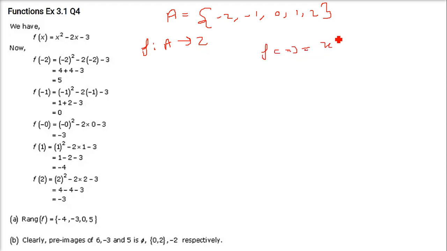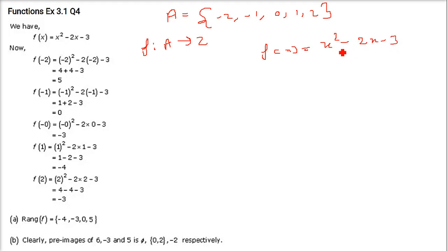Now in this question, A is given as {-2, -1, 0, 1, 2}, and the function f is from A to Z, that is from this set A to Z, the integers. The function is defined by f(x) = x squared minus 2x minus 3. We have to find the range of f.